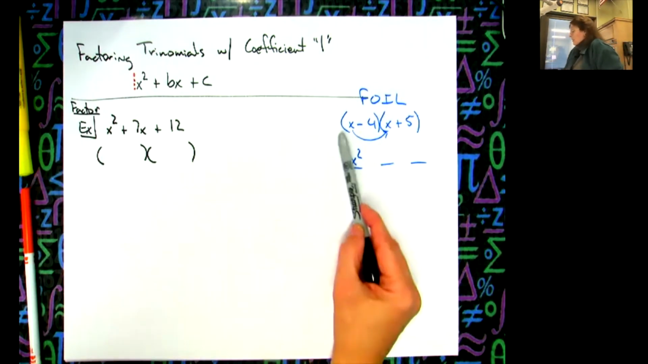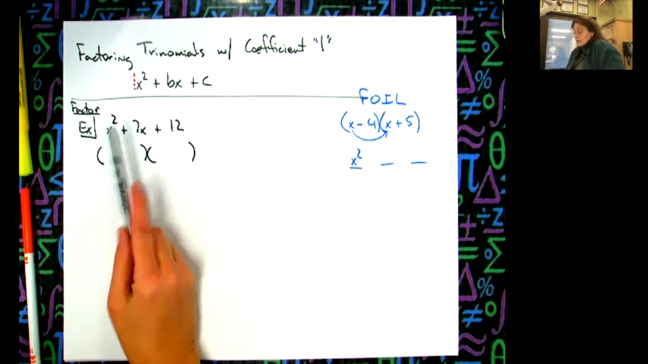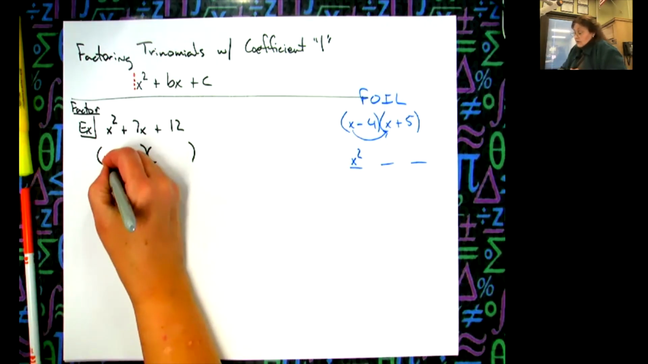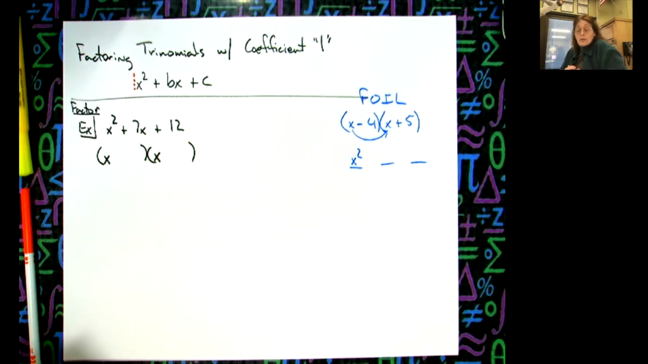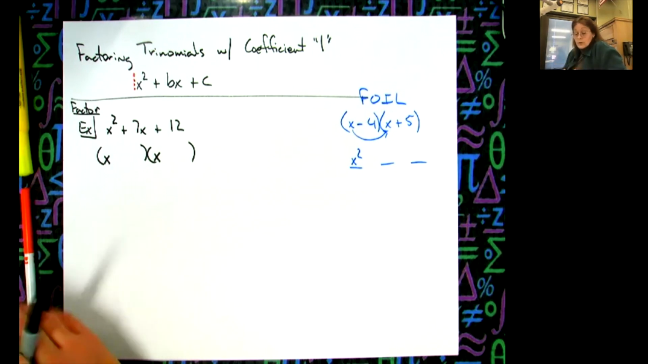Okay, now if this times this gave me the x squared, and I've got an x squared here and I'm trying to factor, then I know I have to have an x here and an x here. That's what makes factoring trinomials with a leading coefficient of 1 so easy.